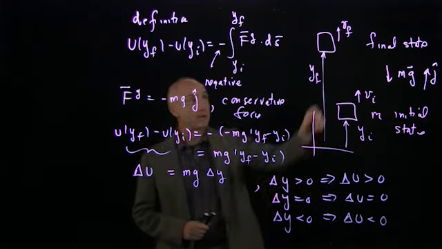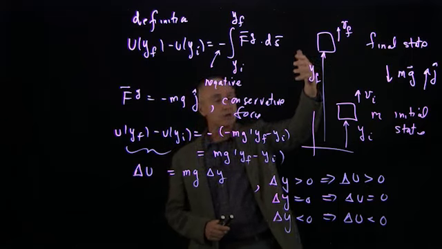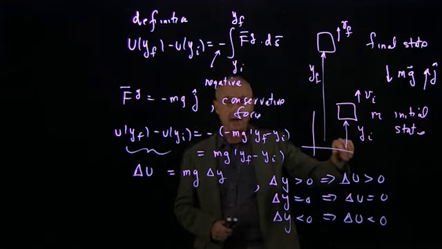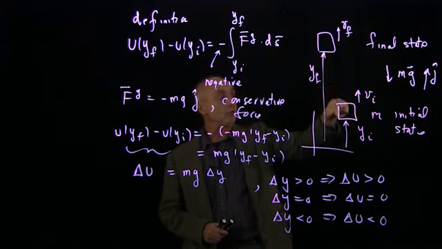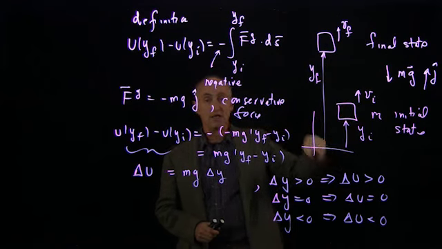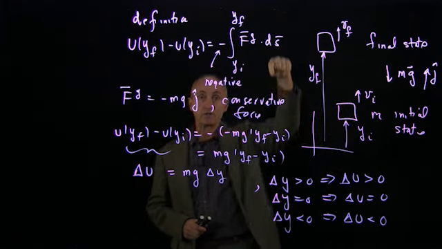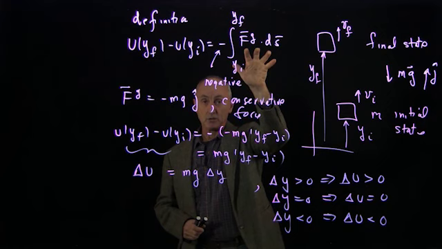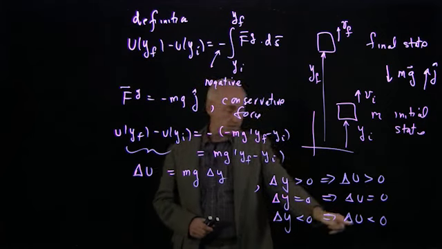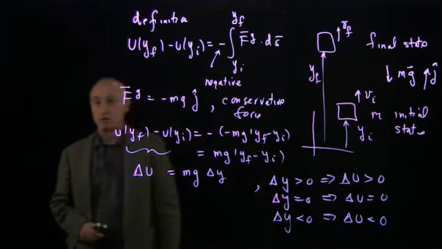Now, again, let's examine this case. If we were actually lowering an object, dropping it down, the object moved downward from the initial state to a final state. The gravitational force is downward. The displacement is downward. The integral is positive. The extra minus sign corresponds to the change in potential energy being negative.